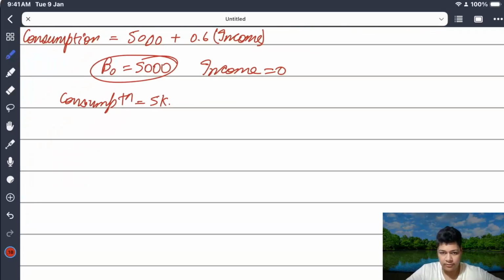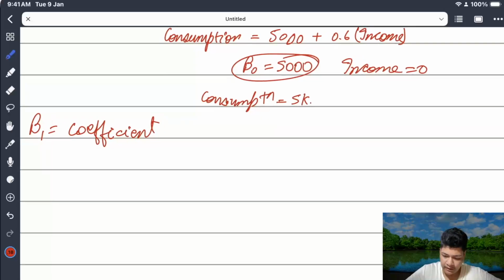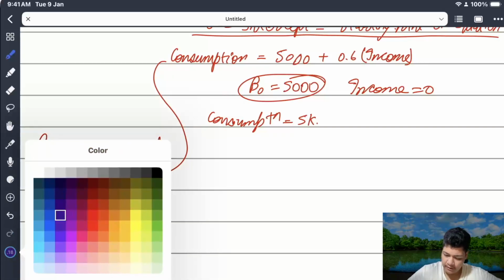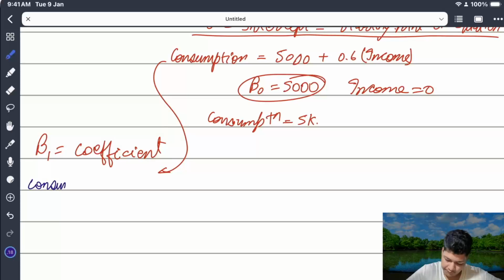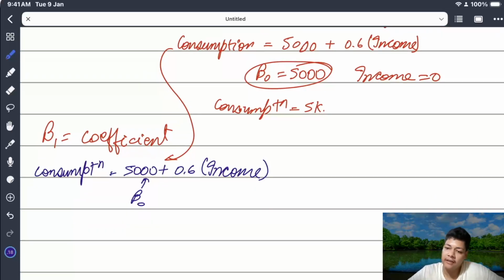Now, what is beta 1? It is the coefficient of income. Let's rewrite: consumption is equal to 5,000 plus 0.6 of income. This is beta naught, the intercept, the starting point of the equation. Even if the income is 0, there will be a consumption for food, water, and so on, for life itself.